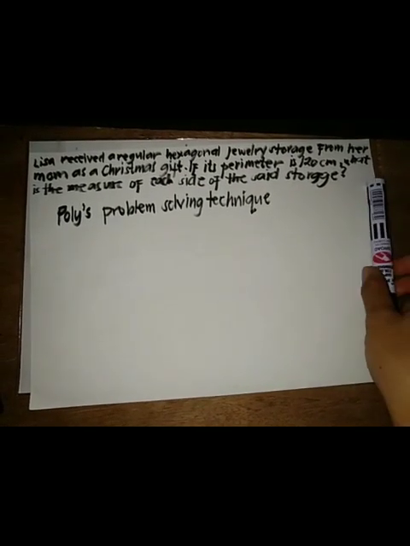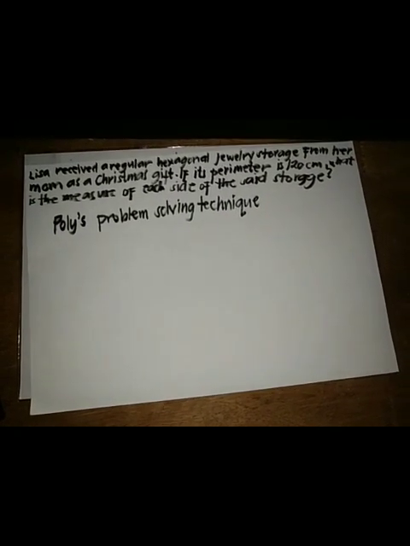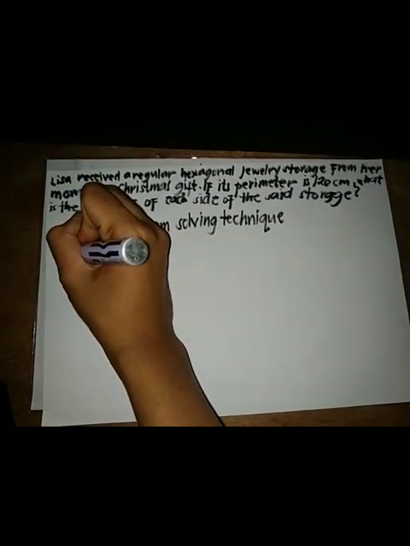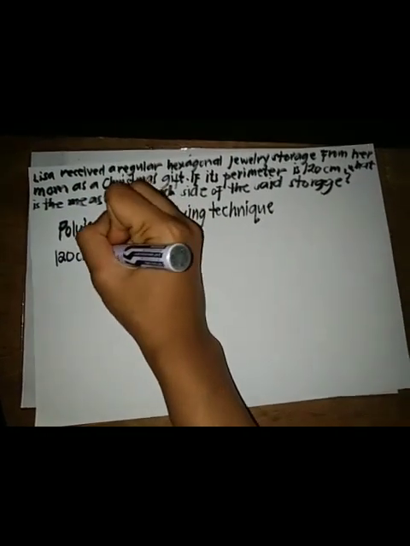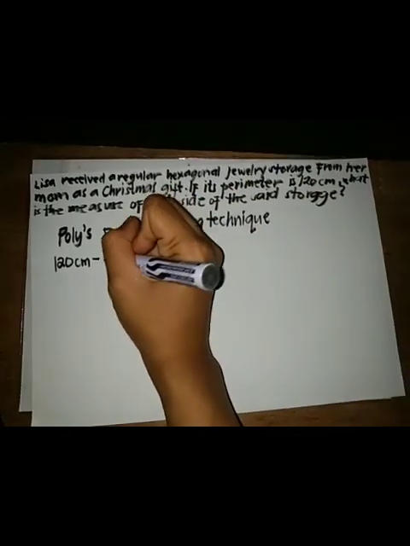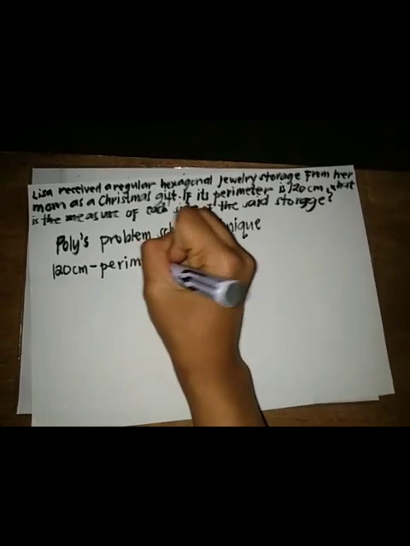So step 1 is understand the problem. In the given problem, our goal is to solve for the measure of each side of the hexagonal storage given the perimeter of 120. The perimeter is 120 centimeters.